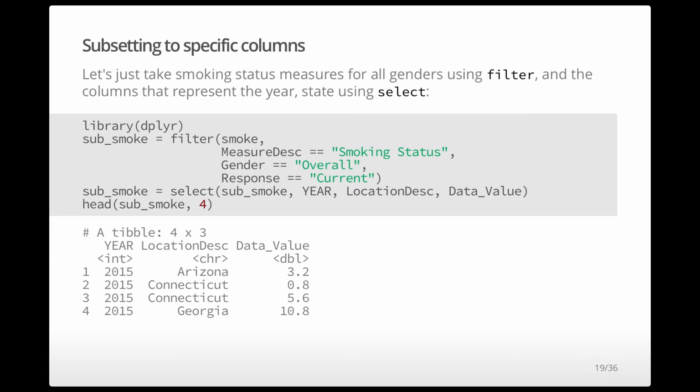All right, so we're going to do some filter. So I'm going to filter the data set. I only want the measure for smoking status. I want the overall gender, and I want response equal to current. So we looked at this data. We already had done some exploring to see these values. But this data, subsmoke, has the smoking status for all genders that are current smokers.